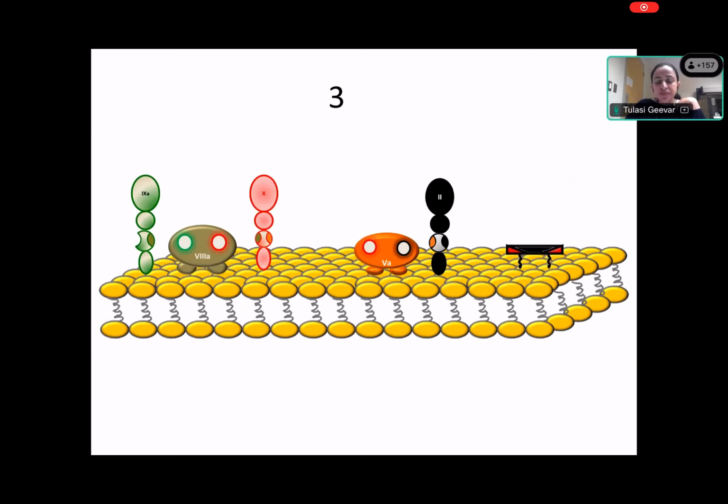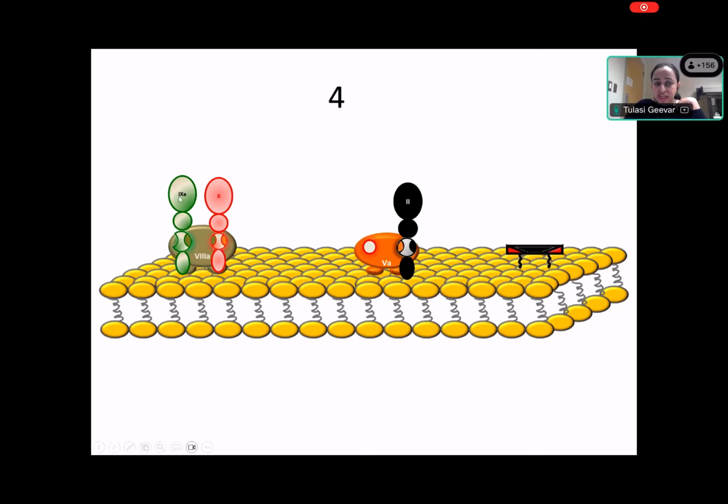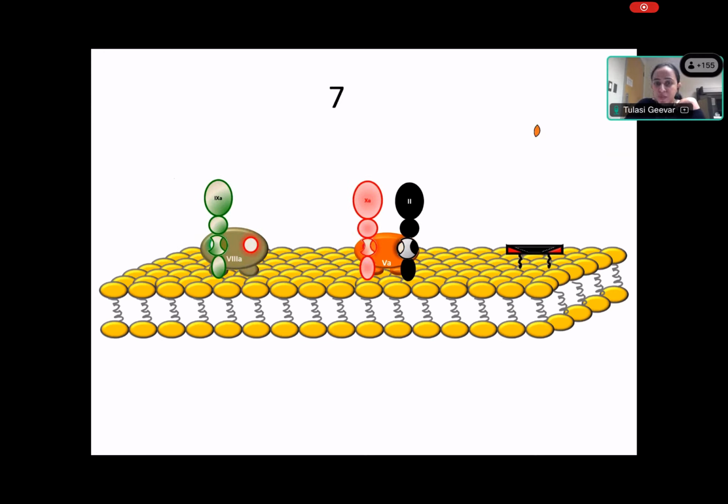This leads to the formation of the tenase complex formed by factor 8, factor 9A, and 10. Now, this brings the 9A and the 10 together and leads to the activation of 10. A small peptide is removed from the 10 and then 10A gets activated. It loses its affinity for factor 8 and gets attracted to factor 5. And again, now leads to the formation of the prothrombinase complex, leading to activation of prothrombin to form thrombin. Thrombin in turn converts fibrinogen to form fibrin.